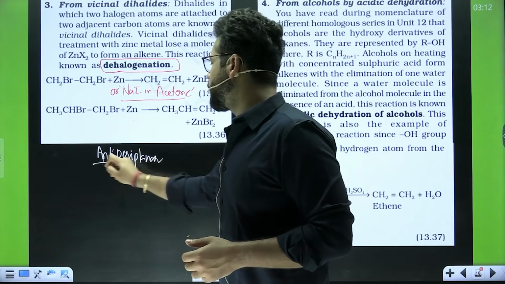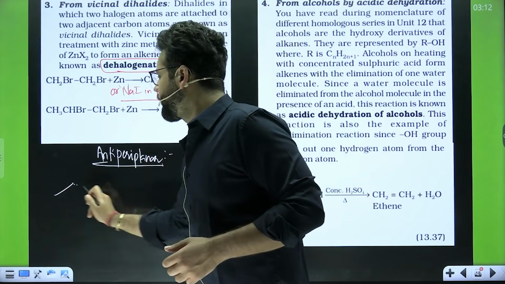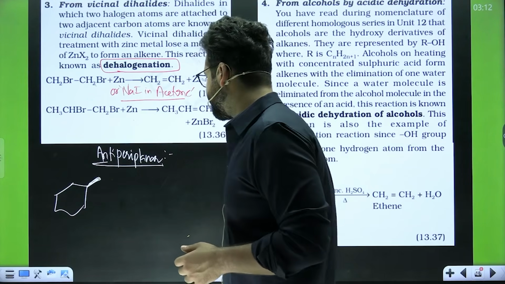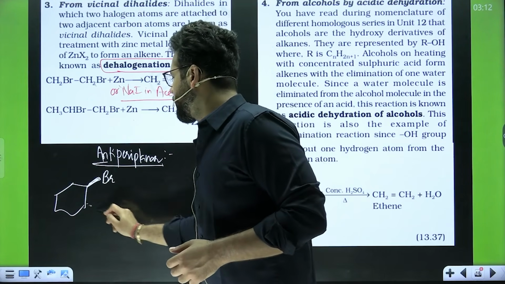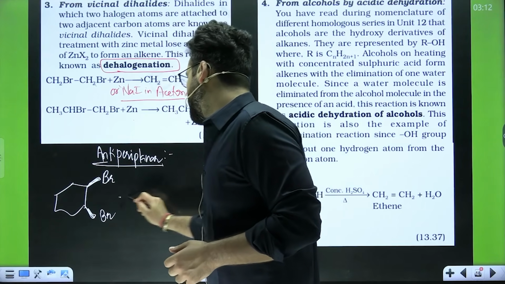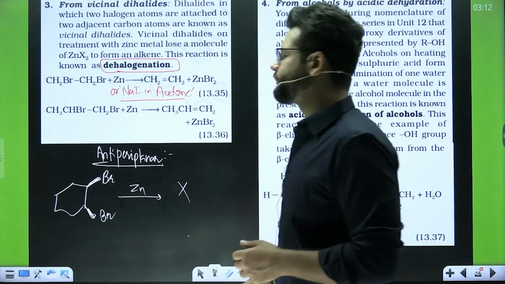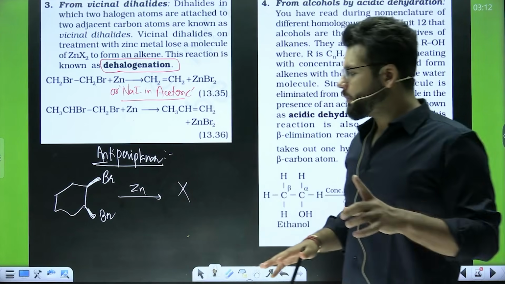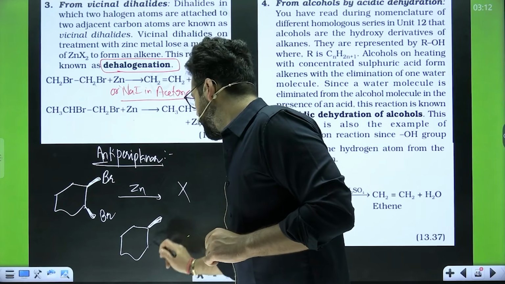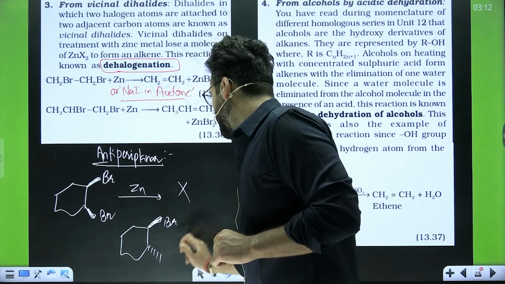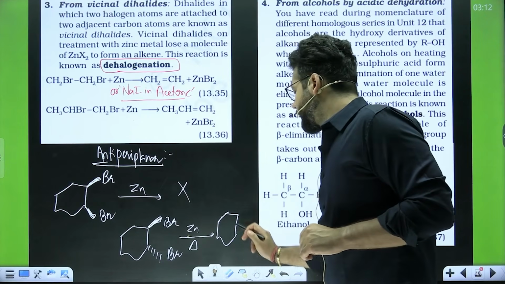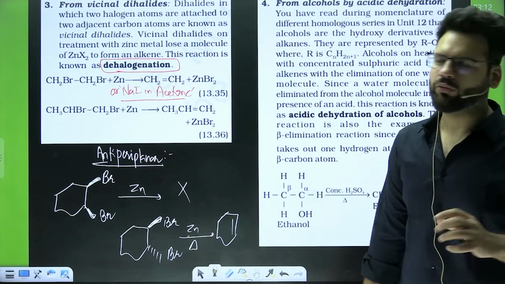It means only when the 2 bromines are on opposite sides can they be removed. If they are on the same side, they can't be removed. If I take a Br here, for example, out of the board, and a Br here, also out of the board, and I put zinc here, nothing will happen. The Brs must be on opposite sides. So if I take a Br in front, out of the board, and one Br behind the board, now if you react with zinc and heat, this time the alkene will get formed. Okay, something to remember here.